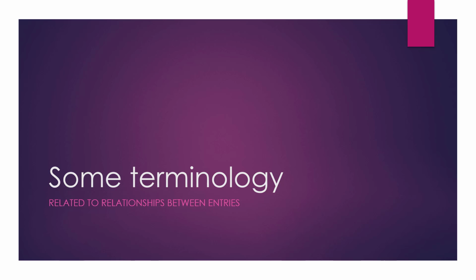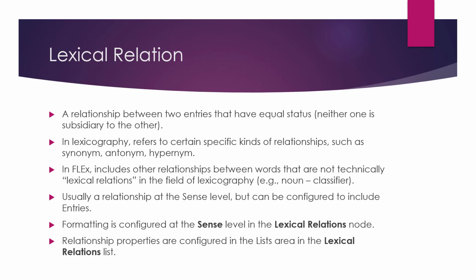Before we talk about lexical relations, it may help to talk about some terminology. First, let's talk about the term lexical relation itself. This is a term that describes a relationship between two entries that have equal status with each other. That is, neither one is subsidiary to the other. In later lessons, we'll talk about relationships where one entry is subsidiary to the other.